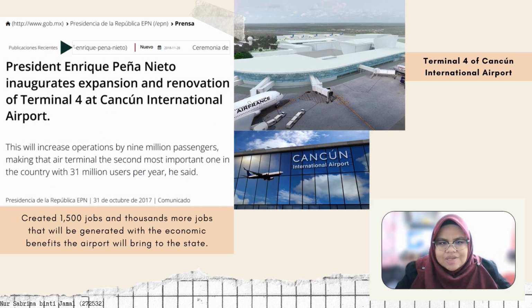In addition, the construction of Terminal 4 of Cancun International Airport has created 1,400 jobs, and thousands more jobs will be generated with the economic benefits this airport will bring to the state. This example greatly shows how economic growth can counterbalance the high infrastructure costs incurred for tourism infrastructure construction.